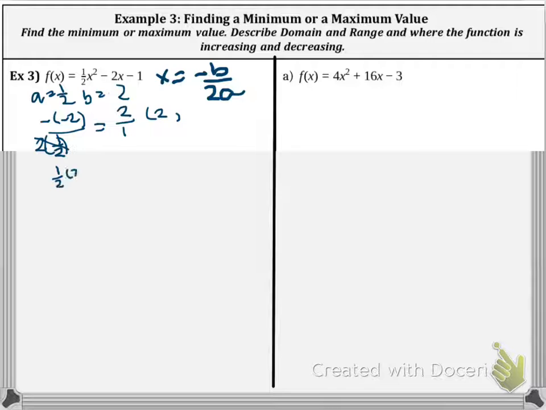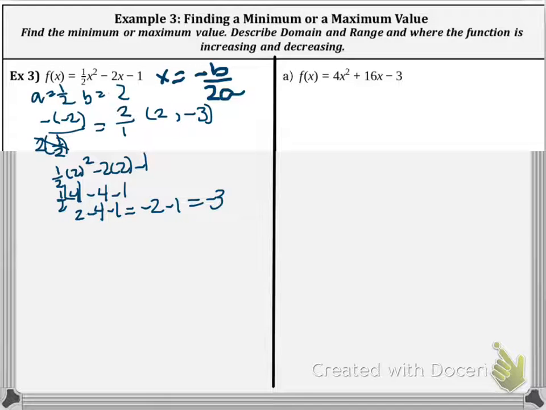So 1/2 times 2 squared minus 2 times 2 minus 1. First we do 1/2 times 4, minus 4 minus 1, and so this becomes 2 minus 4 minus 1, or negative 2 minus 1, which is negative 3. So our vertex is at 2, negative 3.